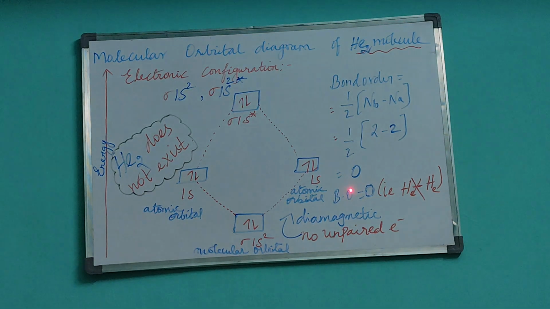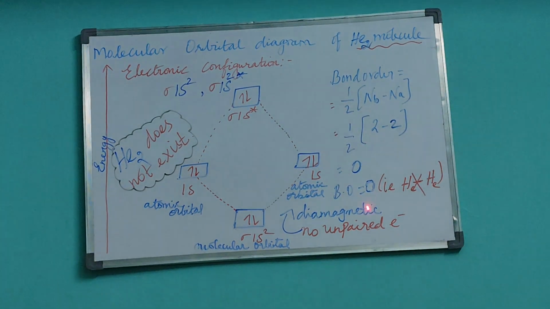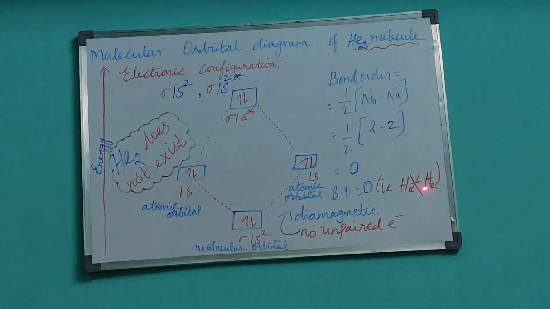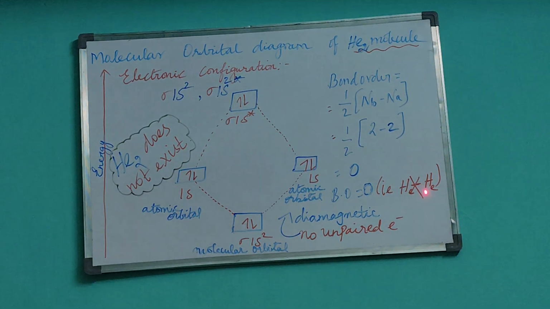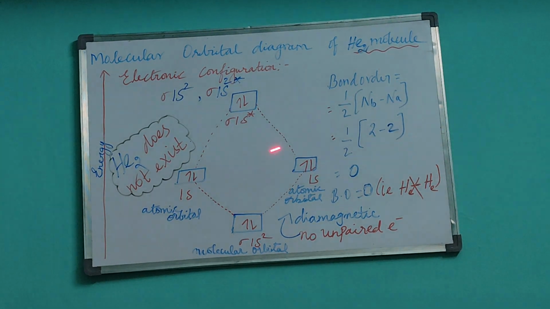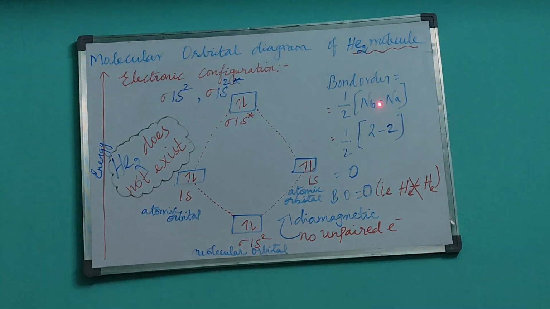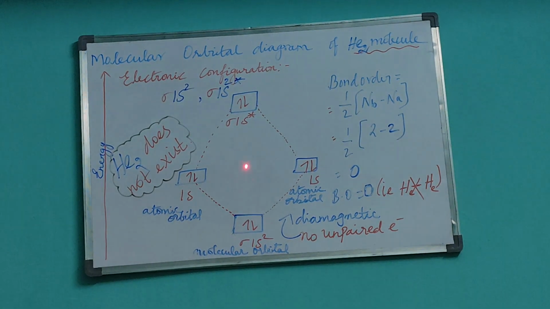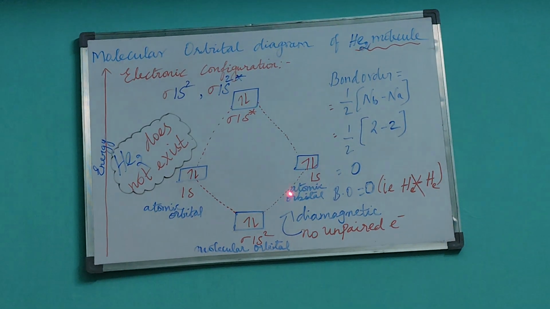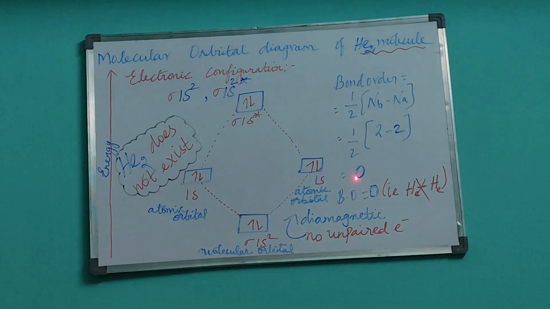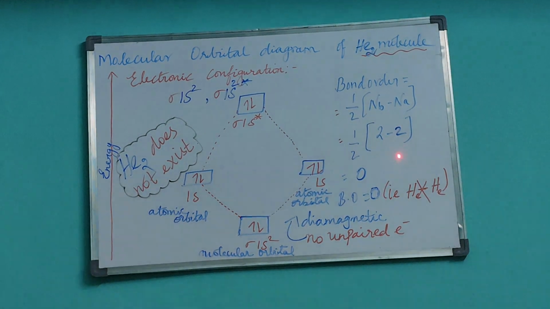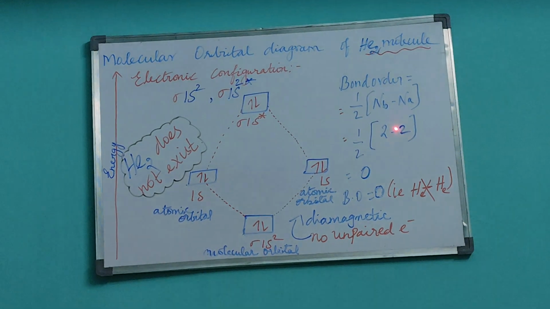So bond order is nothing but the number of bonds present between the atoms. So here the bond order 0 of the helium molecule implies that there is no bond present between the 2 helium atoms, which means the helium molecule does not exist, right? So therefore, as the bond order of the helium molecule becomes 0, the helium molecule does not exist. So therefore all the noble gases like helium, neon, argon, krypton, xenon, radon exist only as monoatomic gases due to the bond order 0.